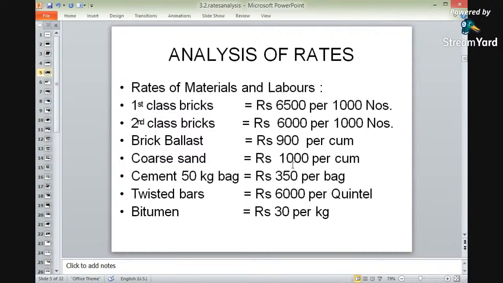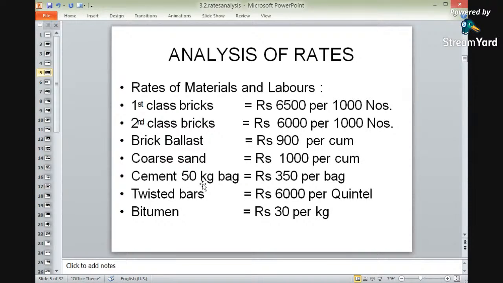There may be plus or minus changes also in some cases, depending upon the availability, whether it is available from nearby or has been transported, or depending upon the qualities. There may be changes, 1,100 also, or it may be 900 also. So we have assumed an intermediate rate of 1,000 per cubic meter.